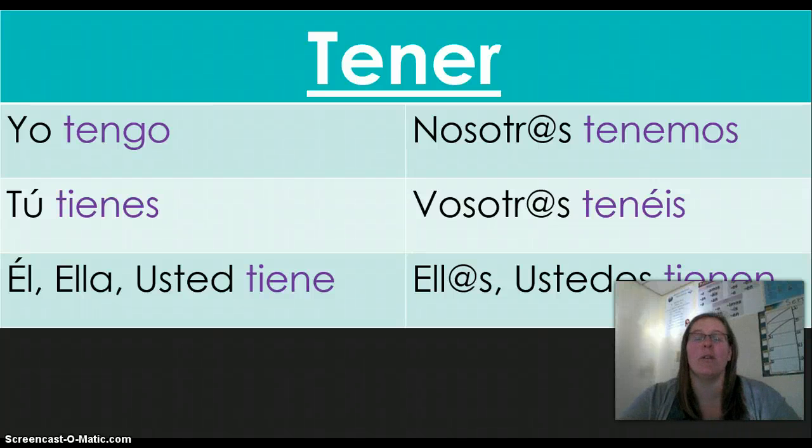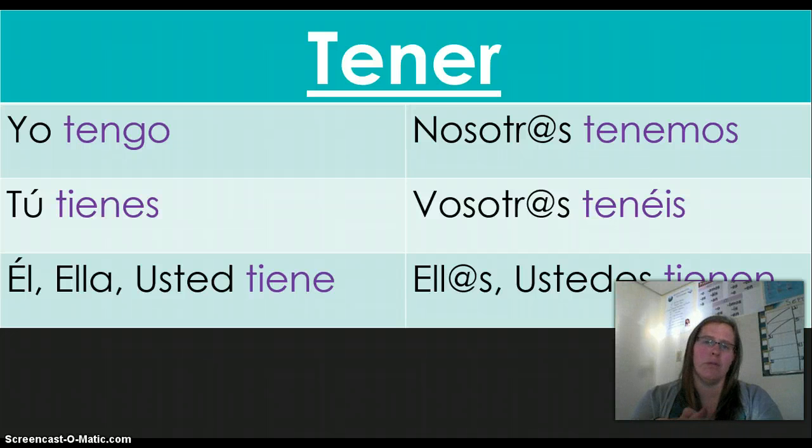Hi guys, today we're going to work on the verb tener. Now, we know that since it ends in an ER, that's going to tip us off that we're talking about an infinitive, because all of our infinitives end in ER, AR, or IR. So we've learned other verbs. We've learned ser, which means to be. Tener, our new verb, is going to mean to have.